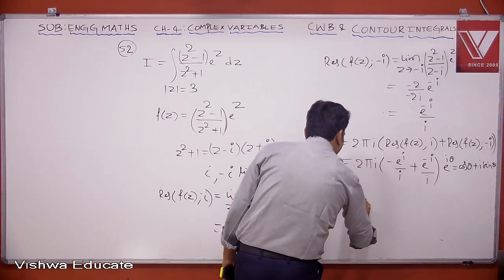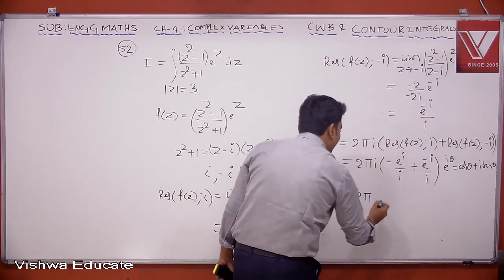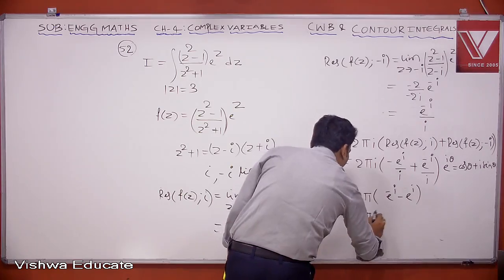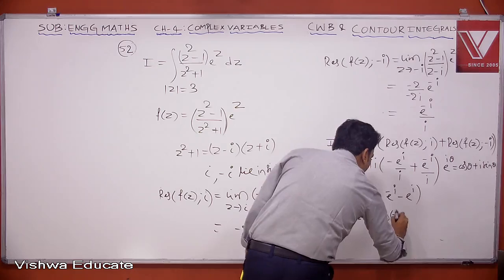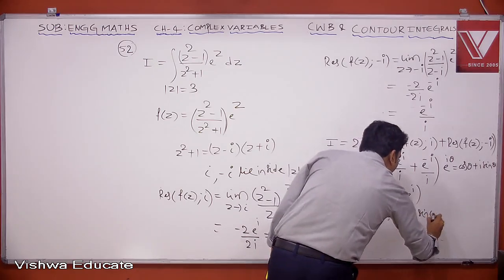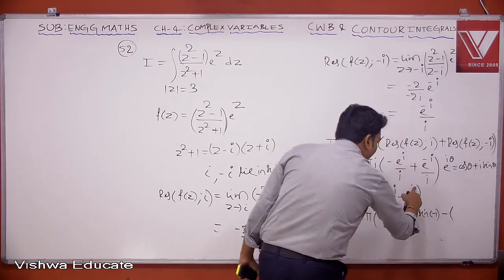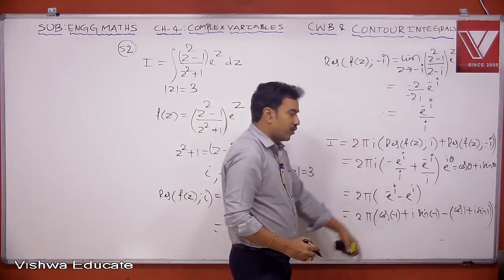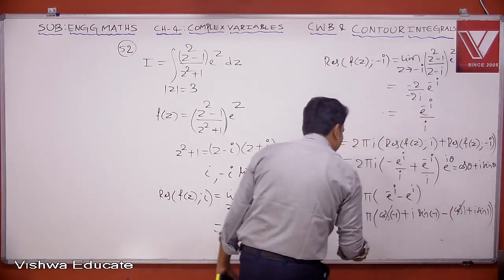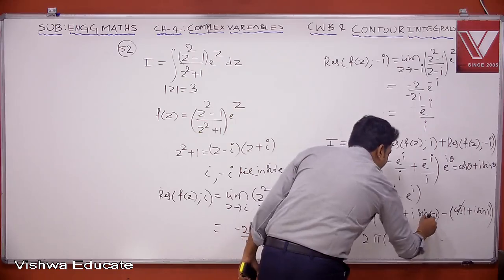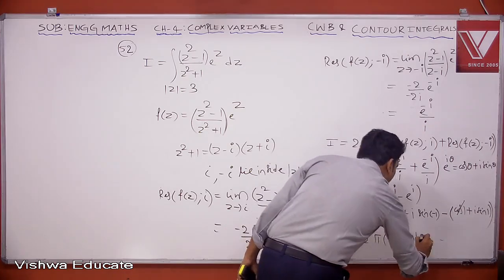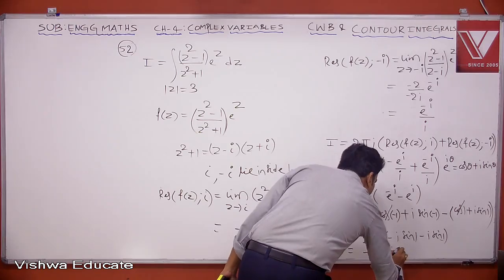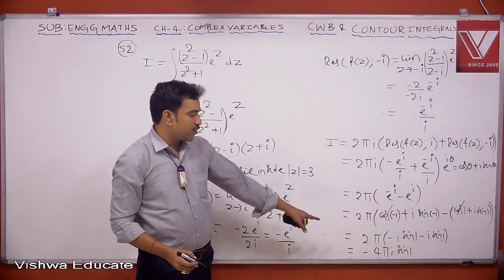So here theta is 1. Therefore this can be simplified like this: 2 pi i. Anyhow this i will be cancelled, 2 pi into e power minus i minus e power i. So this is 2 pi into cos of minus 1 plus i sin of minus 1, minus e power i, which is cos 1 plus i sin 1. Anyhow cos is an even function, so cos of minus 1 is the same as cos 1. Sin is an odd function, so this is minus i sin 1 minus i sin 1. Therefore this is minus 4 pi i sin 1. So the final value is minus 4 pi i sin 1.